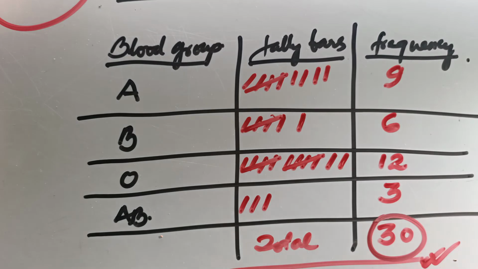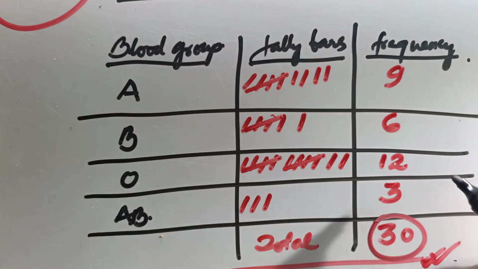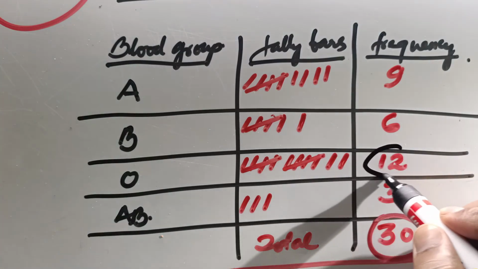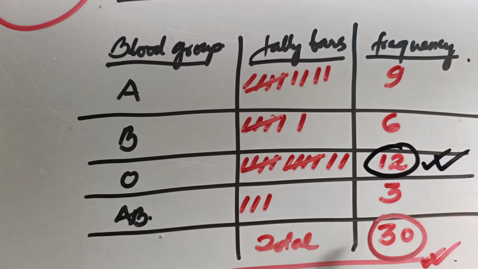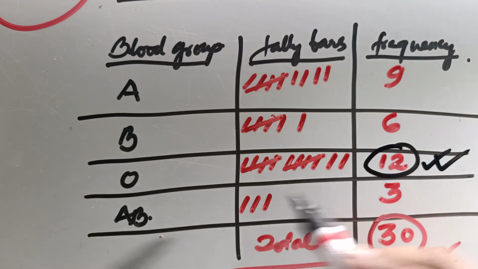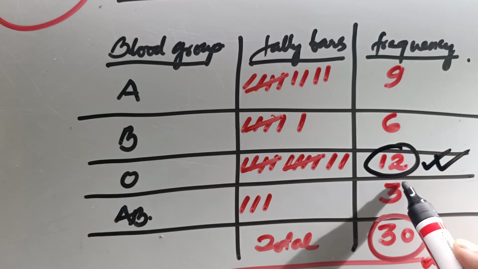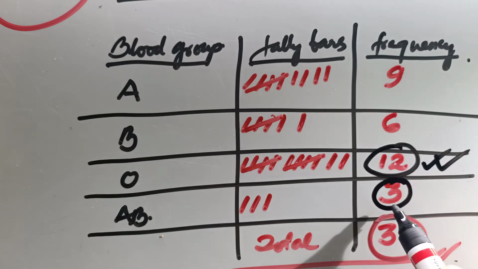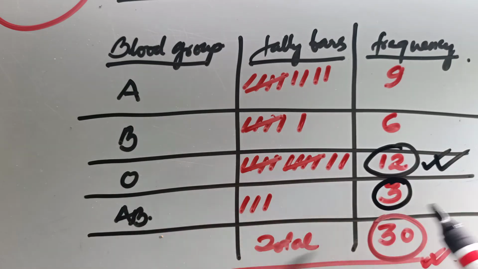Okay, so 30. Then the next part of the question is, which is the most common and which is the rarest blood group among these students? Which is the most common? You find that the highest frequency over here is 12. So this is the most common, right? The most common blood group is O, okay? And the rarest, this is the lowest, right? 3. So the rarest blood group is AB, right?